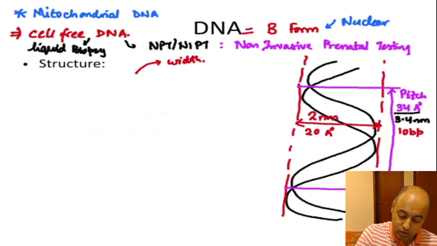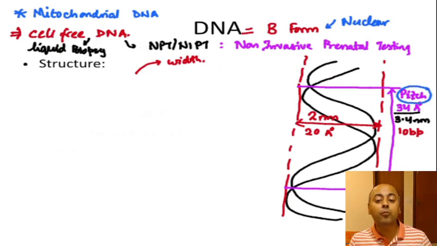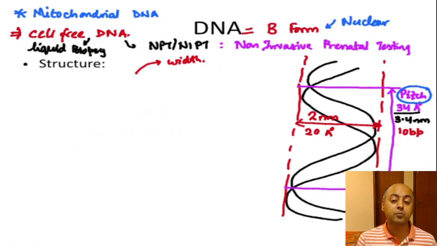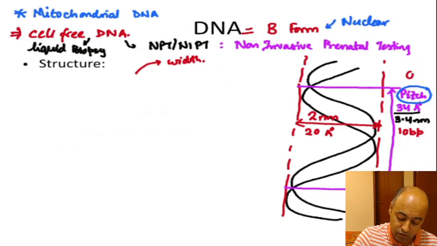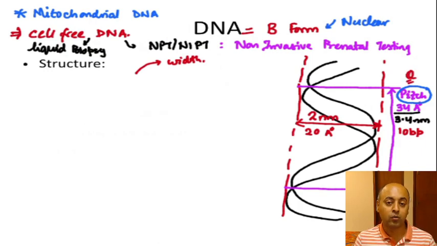So please note, the question can ask what is the pitch of the DNA, or it can ask how many nucleotides are present per turn of DNA, or how many nucleotides are present per pitch of the DNA, or what is the distance occupied by one turn. So these are the different ways in which this question can be presented to you. You should be familiar with this.